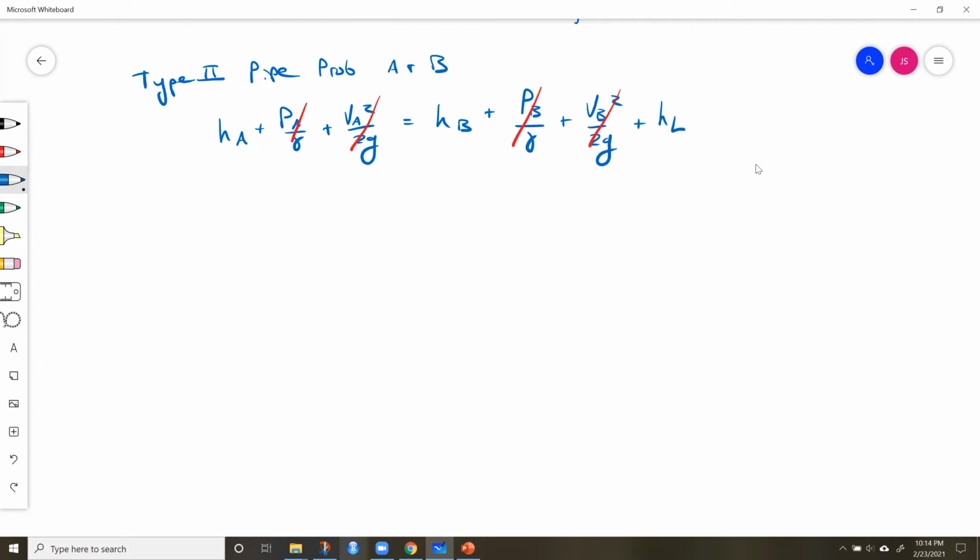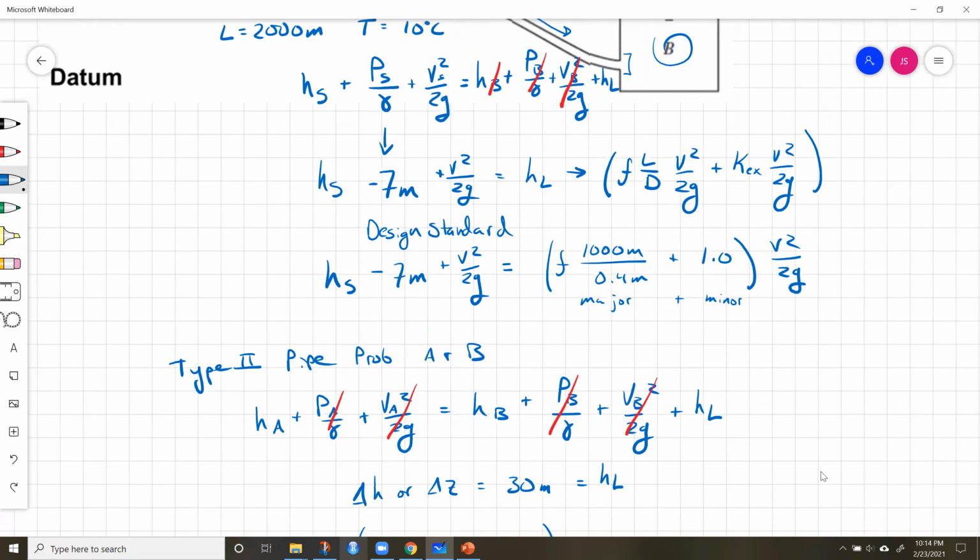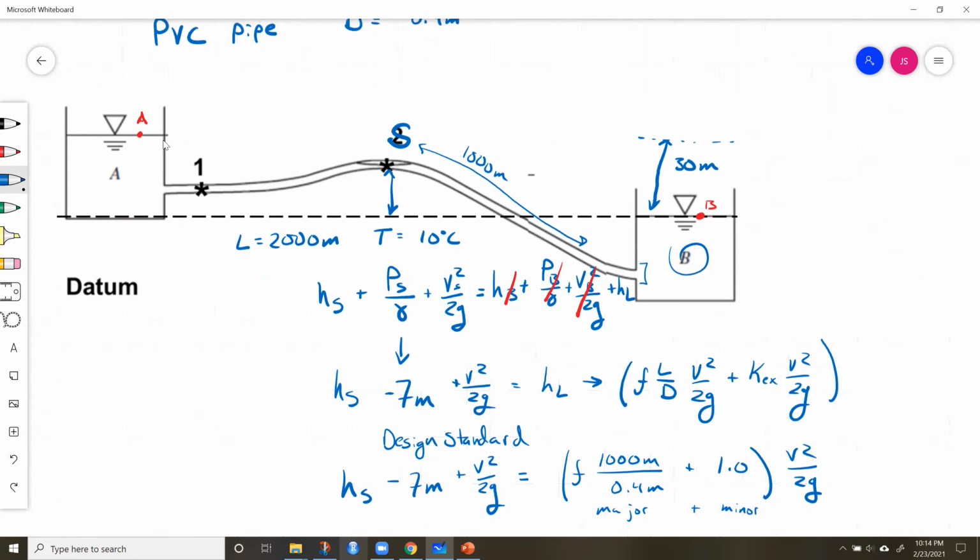And we can say that delta H or delta Z is equal to 30 meters, which is equal to our head loss. And head loss, let's unpack that, is equal to our major plus minor losses. So let's go back and look at what we have. We have an entrance, we have the major losses, and then we have an exit.